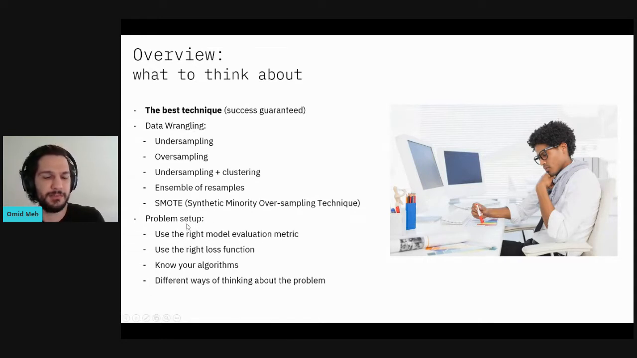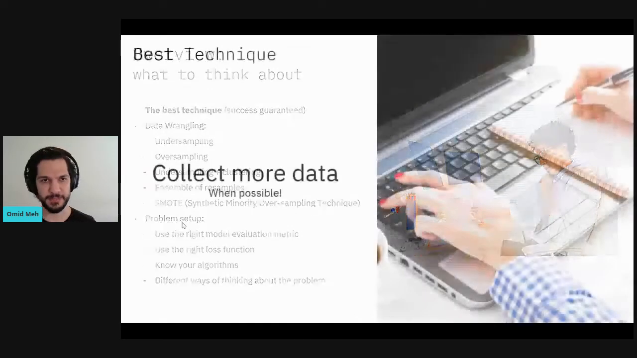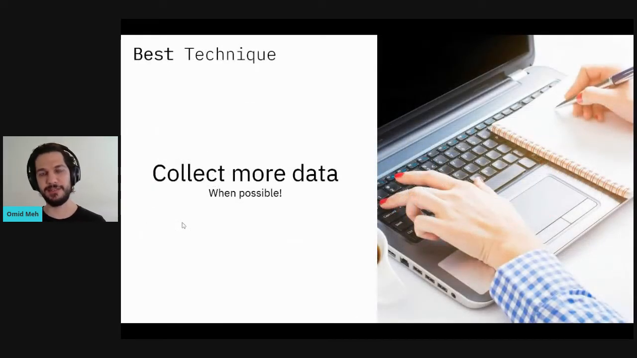And I'll go quickly, one slide each, over how you could approach it differently in terms of problem setup and how you could think about it differently. So let's get to it. Best technique, right there, out front. Collect more data. Nothing beats collecting more real data to address your data skew.